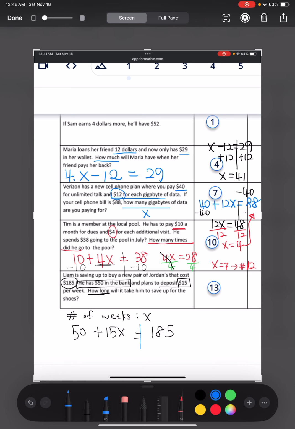You need to get rid of 50 by subtraction. Then now you need to divide both sides by 15. Then 135 divided by 15 is 9. That's it, guys. So 9 weeks.